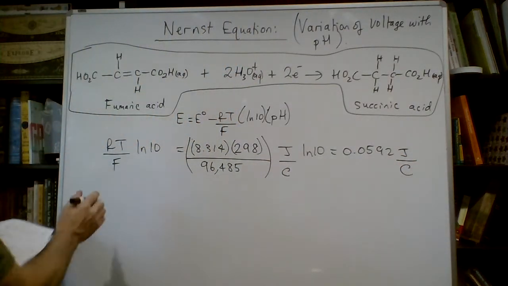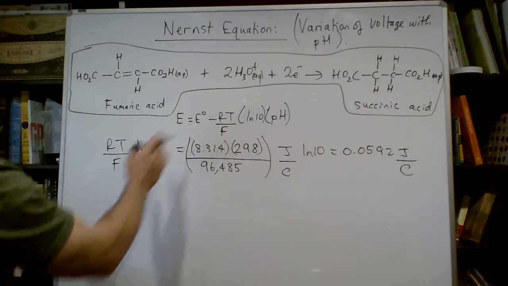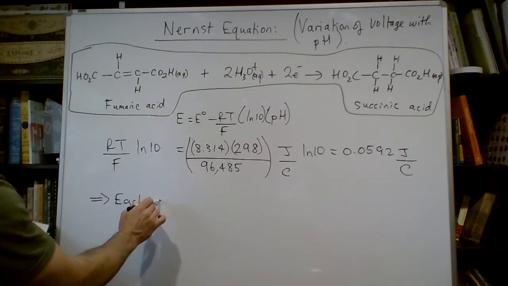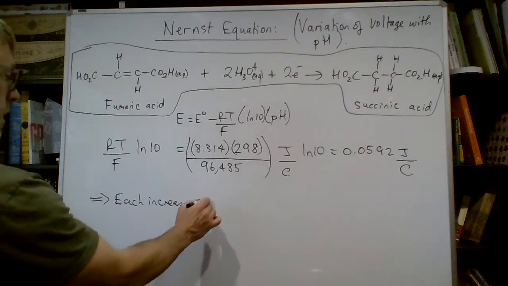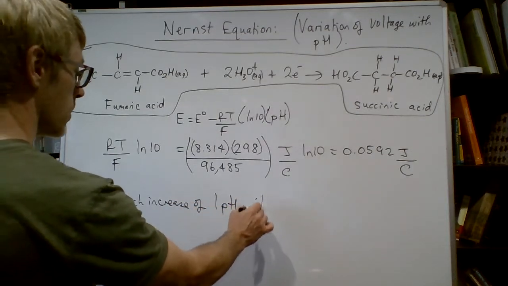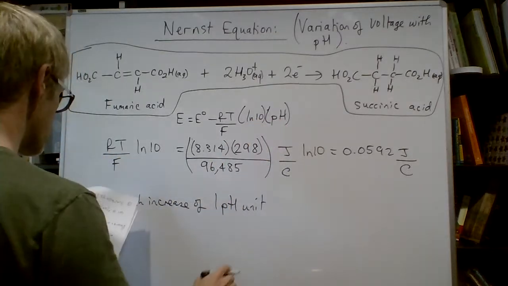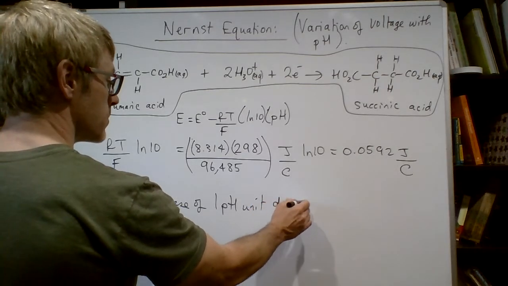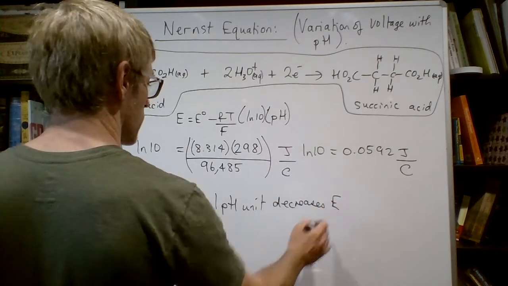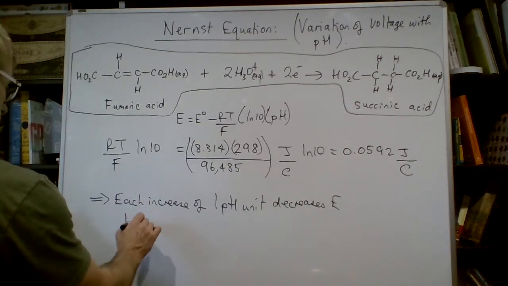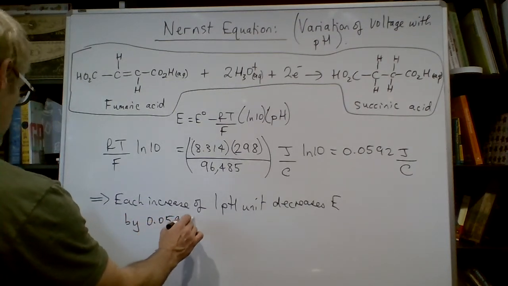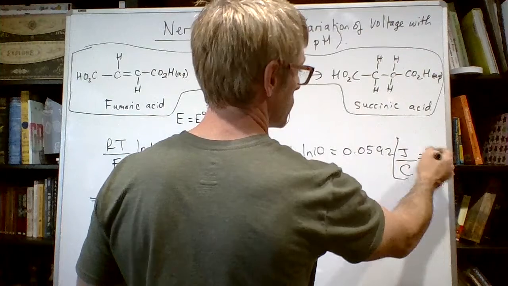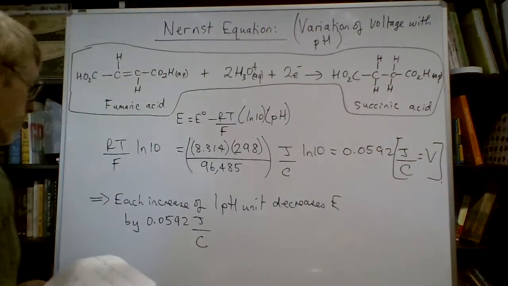Okay, so what does that mean? Now that we know what this constant means and we have the expression from whence it came, it means that each increase of 1 pH unit, because we have to scale this by pH, is going to decrease the voltage by 0.0592 joules per coulomb. Joule per coulomb, we know, is just volt. So a joule per coulomb is equal to a volt.